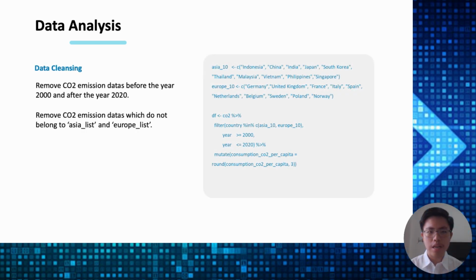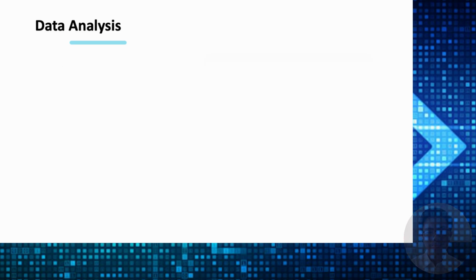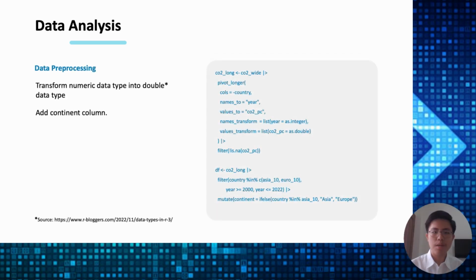The second stage of data analysis is data cleansing, which aims to eliminate dirty data that is not used in the analysis. This stage is carried out by eliminating CO2 emission data outside the range of the year 2000 to 2020, as well as emission data from countries that are not part of the list of 10 Asian countries or the list of 10 European countries. The next stage is the pre-processing stage, which aims to standardize and prepare the data so that it's easy to process.